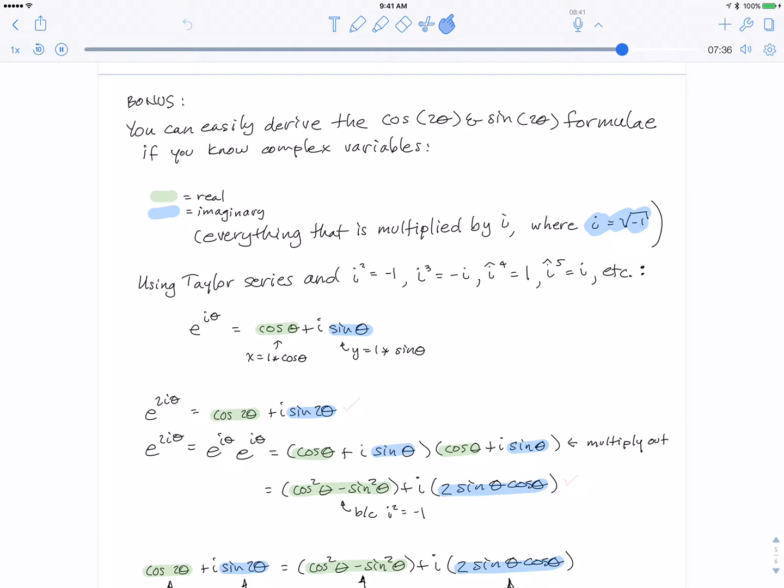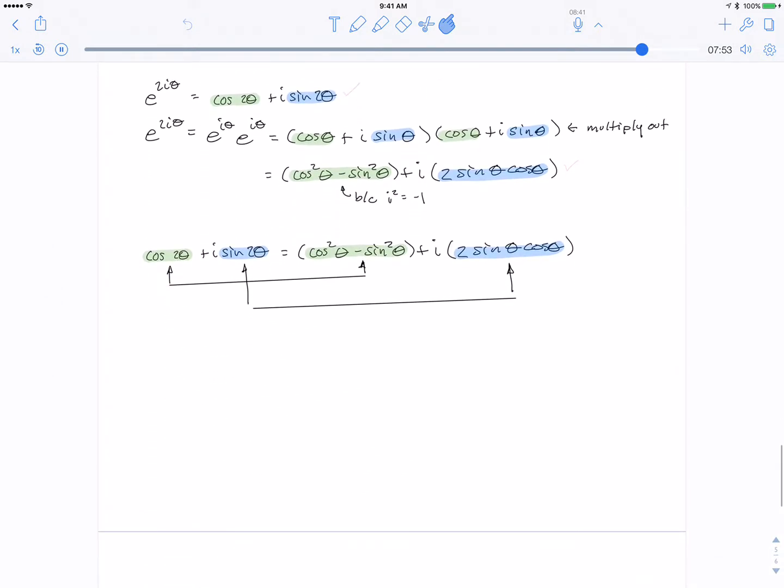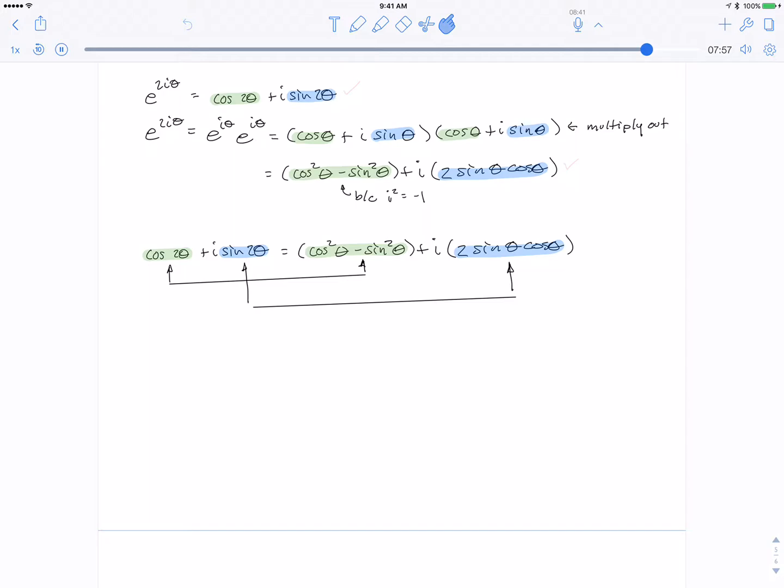If you think of x as cosine theta and y as sine theta on a circle of radius 1, and i represents the y coordinate and the real is the x coordinate. So anyway, if you take e to the 2i theta, just by definition that is cos 2 theta plus i sine 2 theta. Well, e to the 2i theta is also e to the i theta squared, so you get cos theta plus i sine theta, squared.